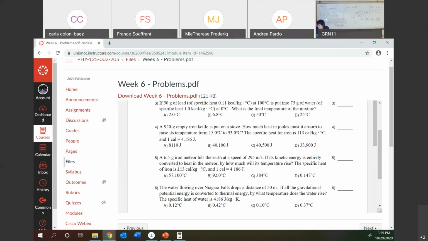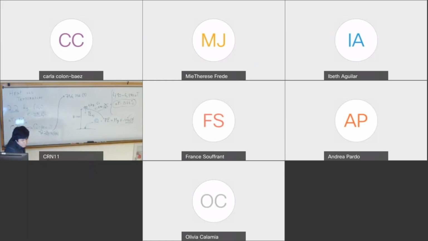Ooh, they give you the specific heat of iron in that form. So this is a problem. That's an interesting one. I'm going to unshare this for a bit. I'm going to put it here.